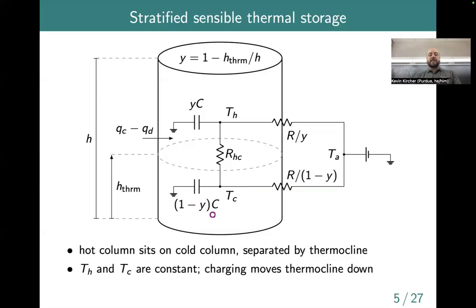And then the capacitances and the resistances here, the R's and the C's, depend on what the height of the thermocline is. So as the thermocline moves upward, the surface area for heat transfer is going to get smaller for the top layer. And so therefore the thermal resistance will get bigger and bigger until, when y is equal to 0, meaning the thermocline is all the way at the top of the tank, this resistance actually goes to infinity, I guess.